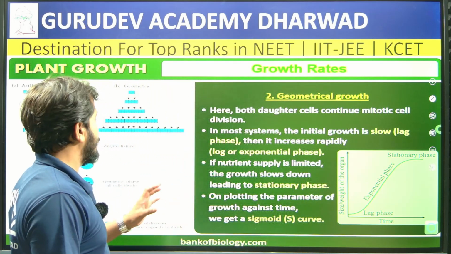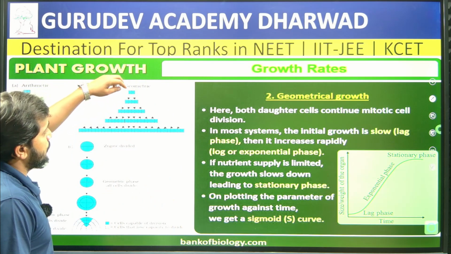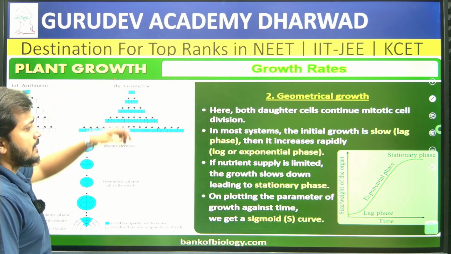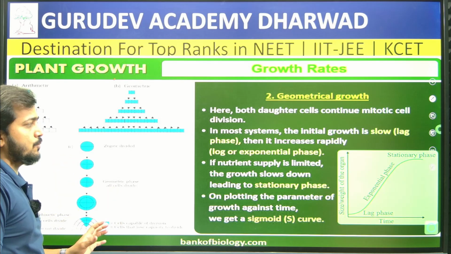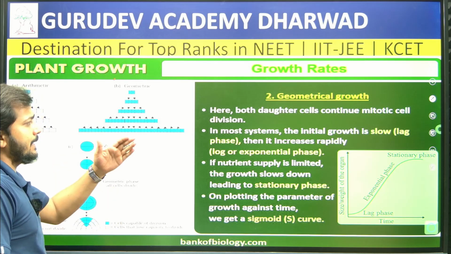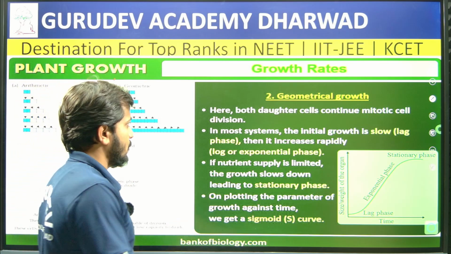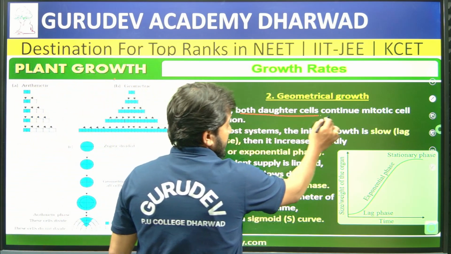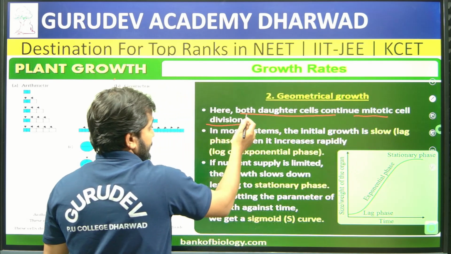In the geometrical form of growth, you can see here what will happen: the two cells are continuously dividing. So there will not be any differentiated form of cells that you are going to find. Here both the daughter cells continue mitotic cell division.